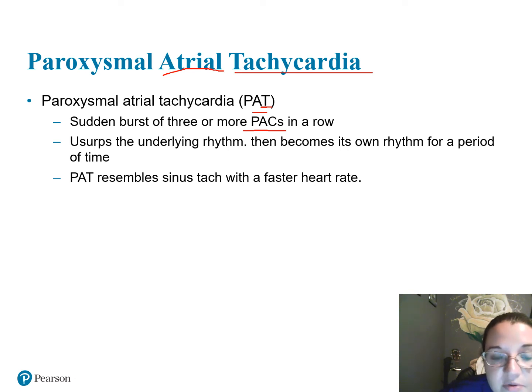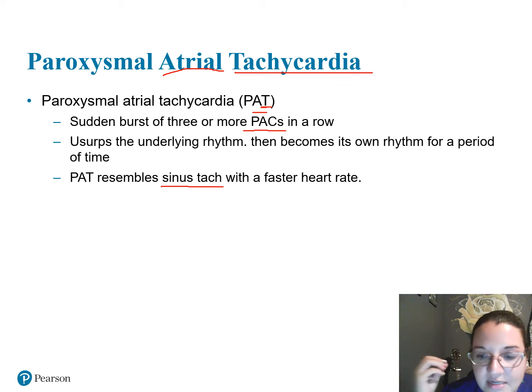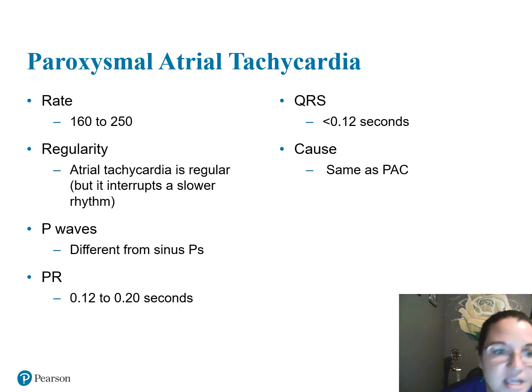The PAT resembles the sinus tachycardia. So be careful. Your PAC is going to resemble your sinus arrest, your non-conducted PAC is going to resemble your sinus block, and your PAT is going to resemble a sinus tachycardia. So these can be confused very easily, but if you keep them separated in your head and you know the difference between a sinus rhythm and an atrial rhythm, then you'll be able to understand the material a little bit better. So what is the rate of a PAT? Look at this. Your heart rate can get up to 160 to 250 beats per minute because we're counting the PAC that it has been interrupted by.